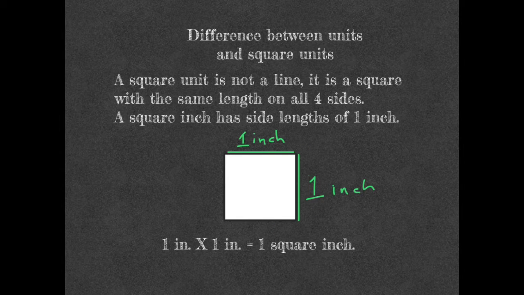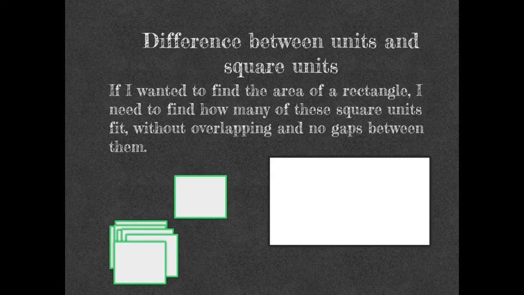A square inch has side lengths of 1 inch: 1 inch, 1 inch, 1 inch, 1 inch. So we're not just measuring that line there, we're measuring all of this. It's a complete area. You would take length times width and you would get 1 square inch. We'll explain that in coming lessons. So that's a square inch. We use square inches or square miles or square feet, depending on what you're measuring.